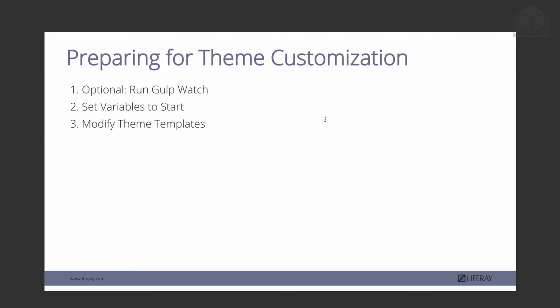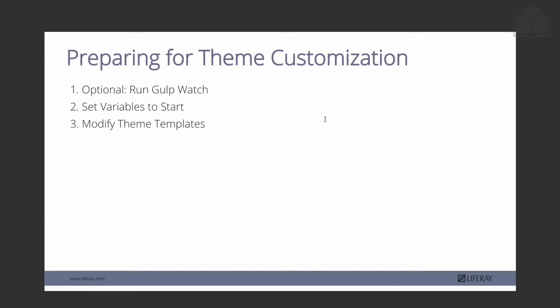But what gulp watch does is it allows us to make changes and automatically deploy those changes. As of right now, it's still in the works a bit, so we're going to go ahead and just run gulp deploy. But feel free to test it out if you'd like. You can run gulp watch in your command line, running it from your themes folder.